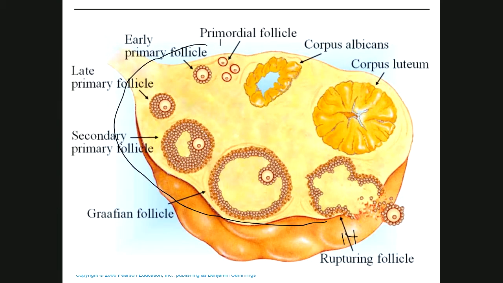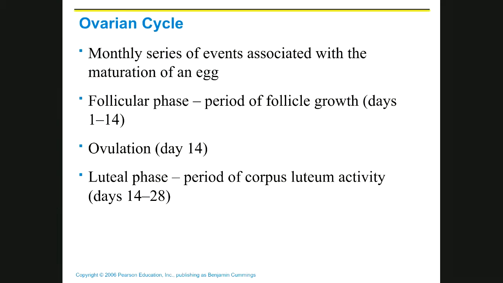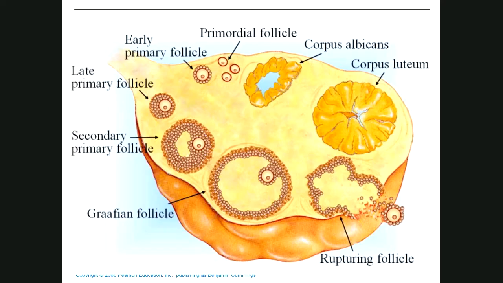And then the next phase is when we get the ovulation of the egg. The follicle is going to rupture, and that happens on or around day 14. So that's this part right here. That's the second phase. That's ovulation.